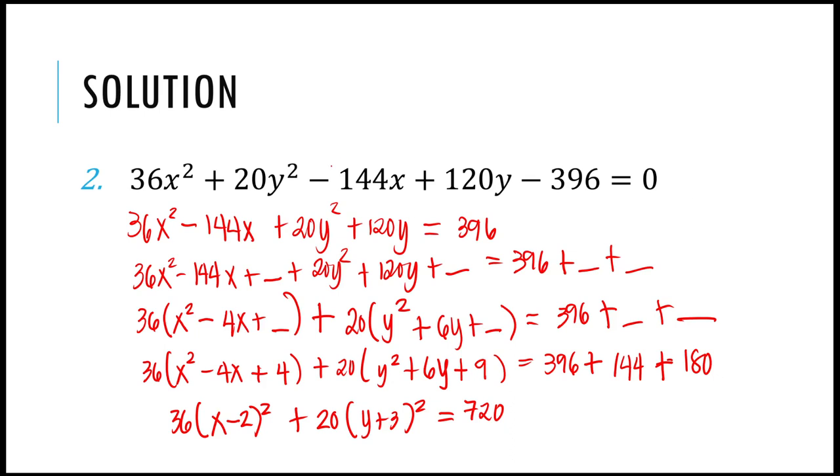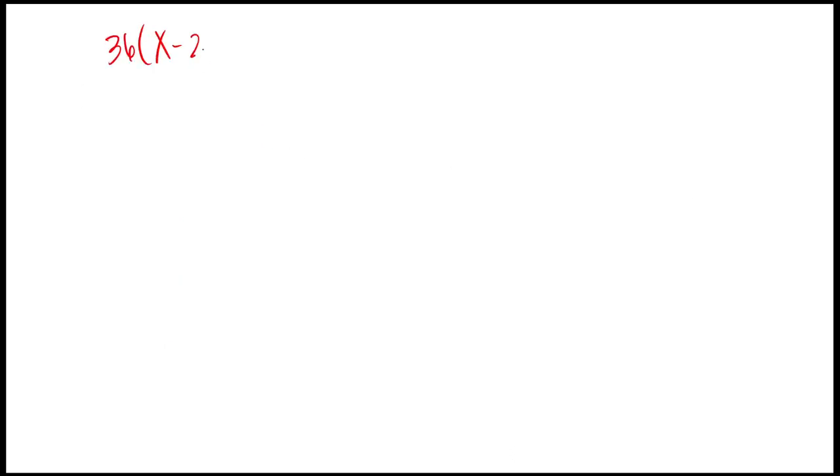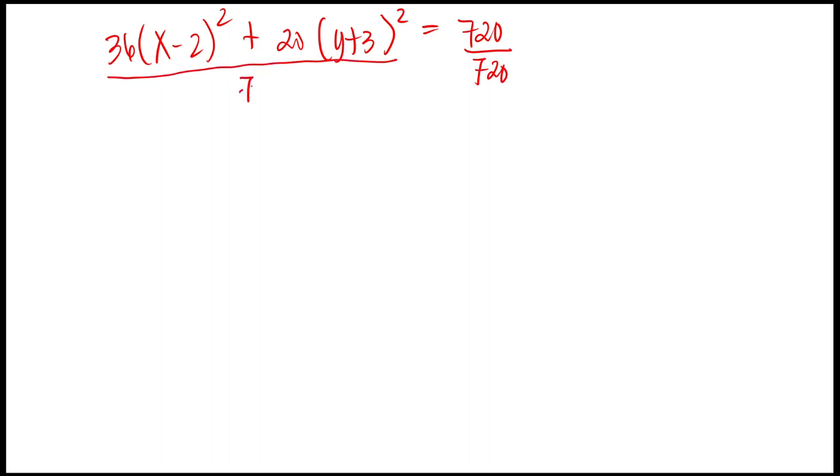Okay, I'll copy this on the next page. I have 36 times x minus 2 squared plus 20 times y plus 3 squared equals 720. Okay, right. Remember, yung sa ating standard equation, 1 po itong right side. So, para maging 1 yan, magde-divide tayo ng 720 both sides. Yan. And ang mangyayari na dito, simplify, x minus 2 squared, 36 divided by 720 is actually may matitirang 20 dito.